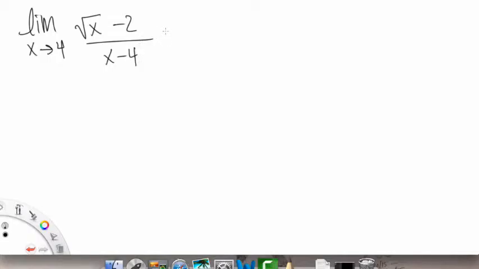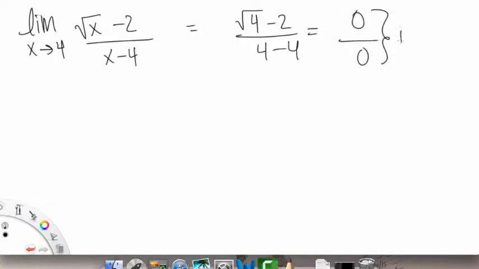Okay, so here, what we're going to do is solve the following limit. We have the limit as x goes to 4 of the square root of x minus 2 on top, and on the bottom, we have x minus 4. First of all, let's try the plugging in method. When we plug in a 4, we get (square root of 4 minus 2) over (4 minus 4), which turns out to be our 0 over 0, which is indeterminate. So we have to play around with this formula here. Let's see what we get.